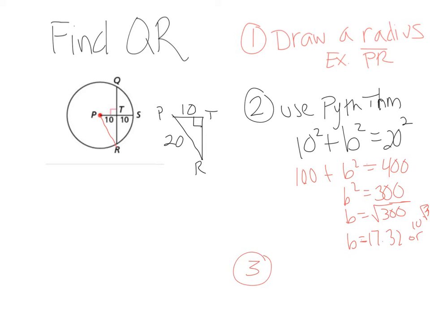And step 3 would be to double that number so that you can get the full length of the chord. I'll highlight this piece: that part of the chord right there, the bottom half of the chord, is 17.32. So to get the full QR, we double the 17.32. Double the side to get the chord. So our final answer is 34.64.